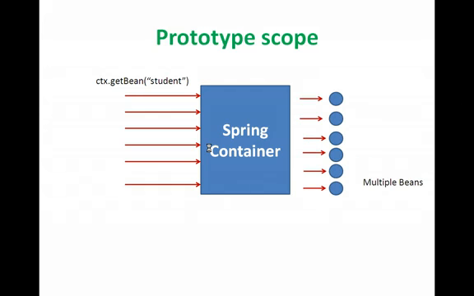Whereas when you define the scope of the bean as prototype, for n number of requests using the getBean method, you get n number of instances in the application. That means with every call of getBean, you get a new instance of the bean.